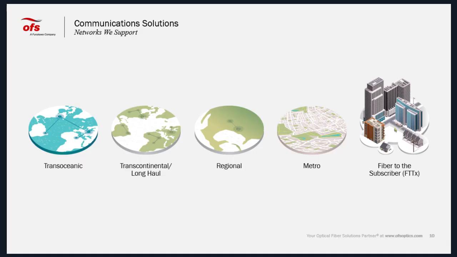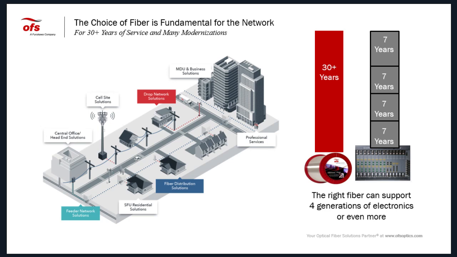So these are the networks we support. We start from the transoceanic network and submarine fiber, to the transcontinental and long haul network, to the regional, metro network, and fiber to the subscriber. And this is how it looks, how the fiber to the X network looks.